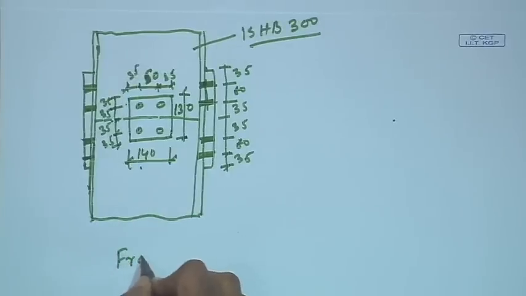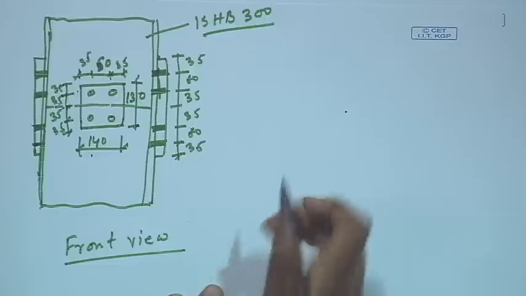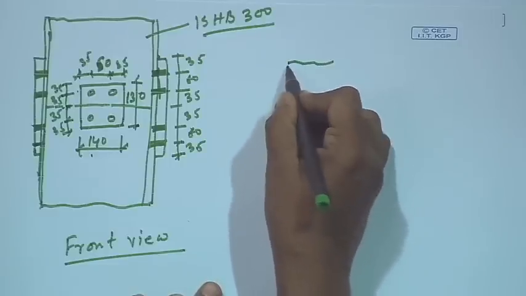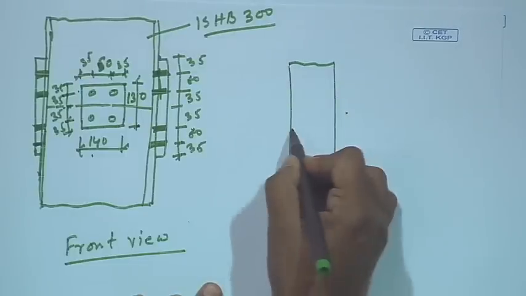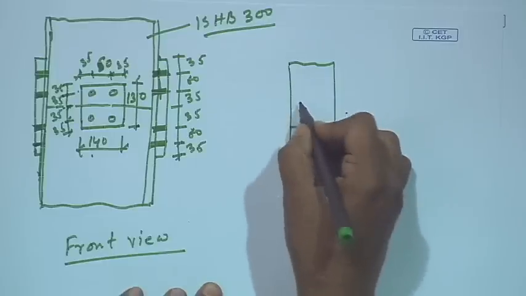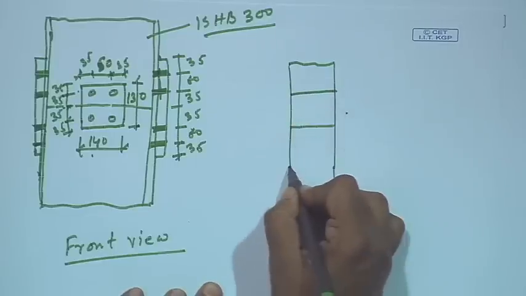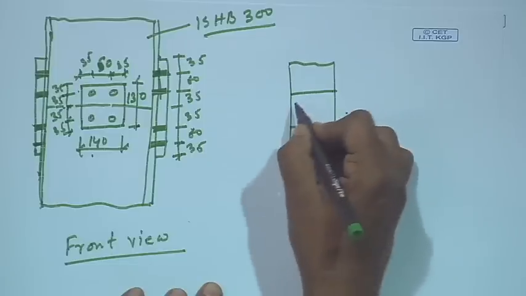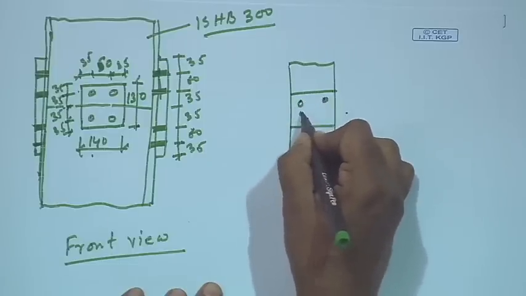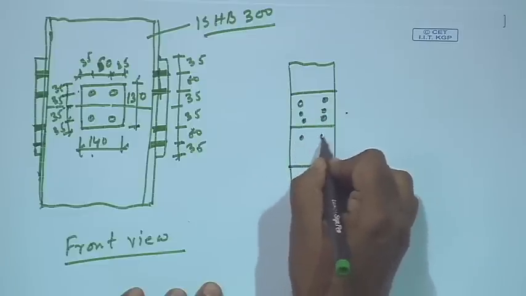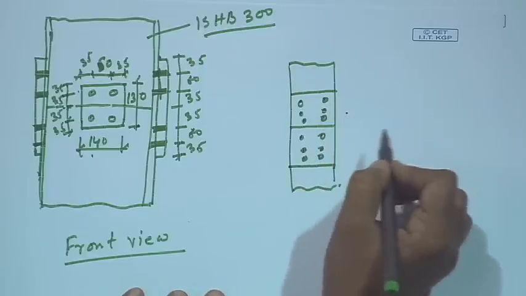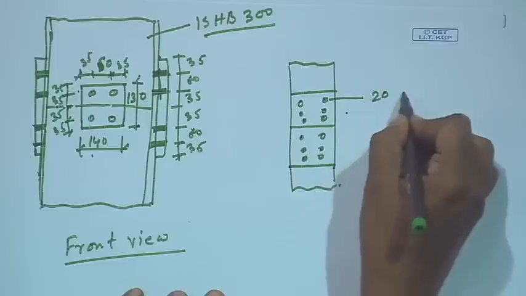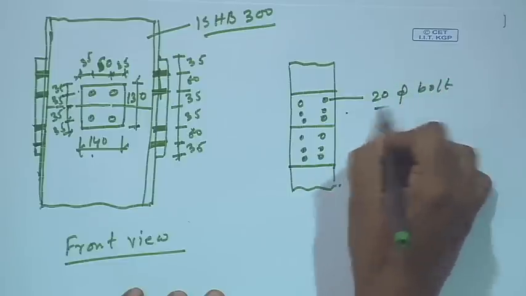This is the front view, and in the side view we can see it like this. So, this is the place where the columns are spliced. So, the column and the splice plates are this, and we are providing a total of 6 bolts in each splice. Okay. So, this is 20 mm diameter of bolt, right.